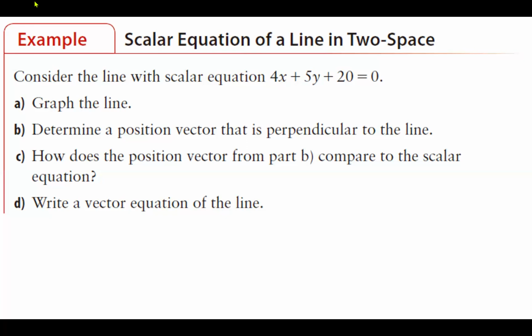Okay, welcome back. So now let's consider another example. Consider the line with a scalar equation, 4x plus 5y plus 20 equals 0. First of all, graph this line and then determine a position vector that is perpendicular to this line. How does this position vector from part B compare to the scalar equation? Next, write a vector equation of this line.